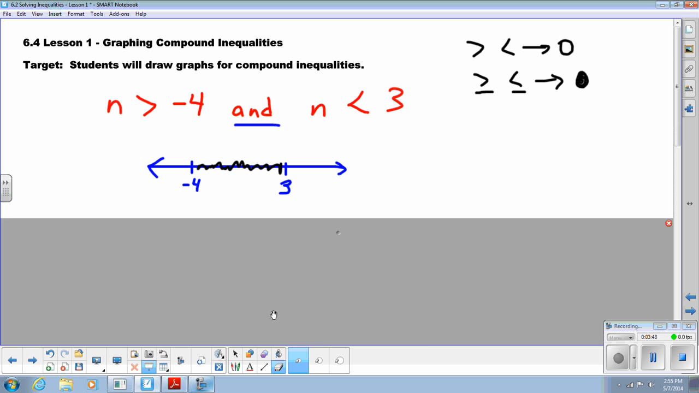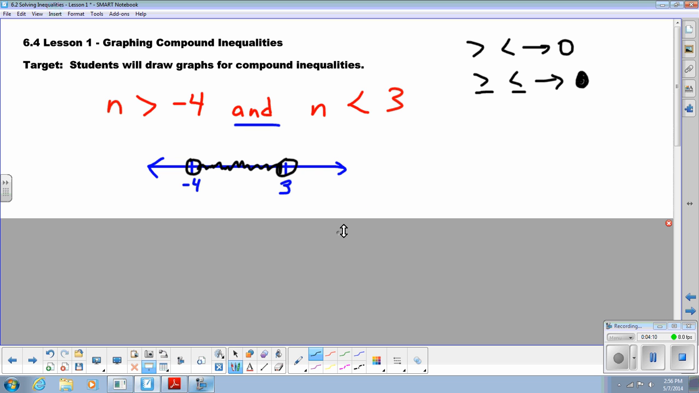What circle do I have to then use on -4 and 3? I need an open circle on -4. And my apologies, I said 4 a minute ago. I meant -4. So I put an open circle on -4 and an open circle on 3. And now I have done the graphing for my answer to this compound inequality that says where is n greater than -4 and n less than 3.